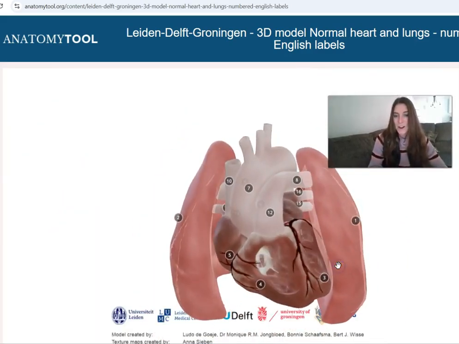All right, so as we are looking at the heart here, first and foremost, we need to appreciate the fact that there are going to be four main chambers within the heart. And two of these chambers are called atria. The atria are going to be receiving chambers of the heart.